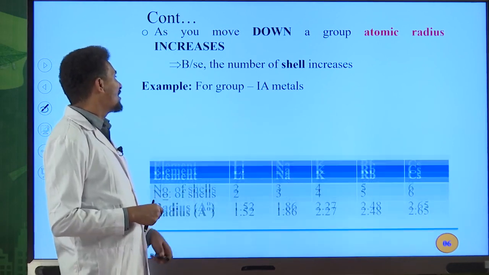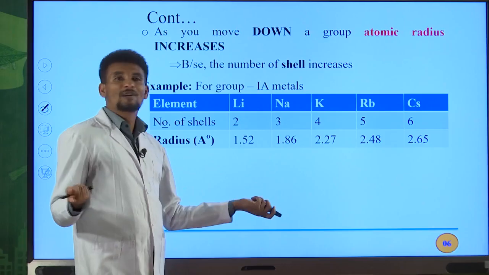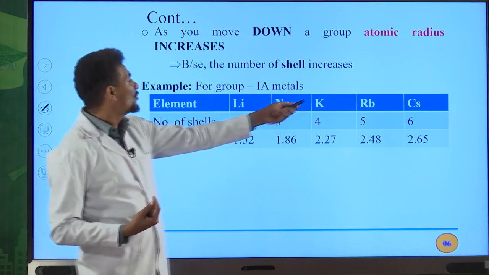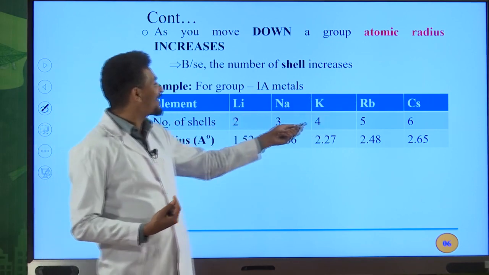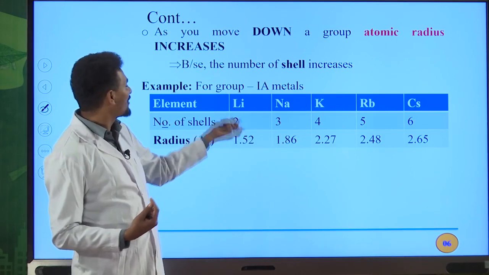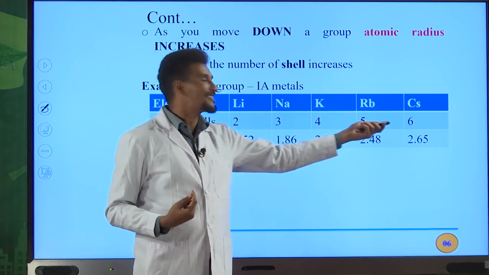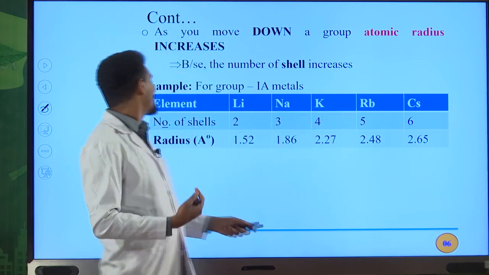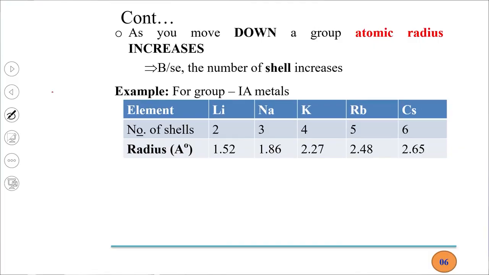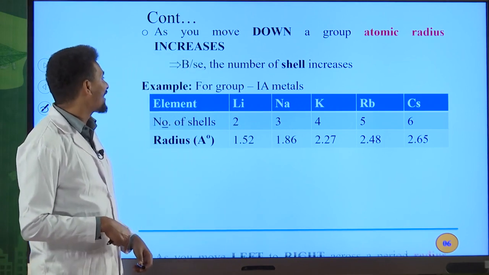Okay, let us see some examples. For example, the atomic radius for group 1A metals, lithium to cesium. The shell increases from lithium to cesium. The period for lithium is 2. The period for sodium is 3. Therefore, the shell increases. As the shell increases, the radius also increases. They are directly proportional. So because of this reason, down the group, atomic radius increases.